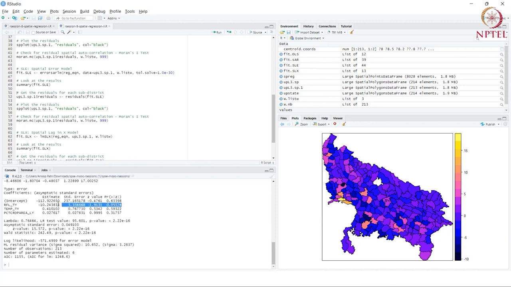So rainfall is still just about significant. The value is different from the ordinary least squares, and it's between the spatially lagged model and the ordinary least squares. So ordinary least squares was minus 20, spatial lag was minus 5, now it's minus 10. Again, close to 0.8, and it's significant. So that means that the error terms also had some spatial autocorrelation.